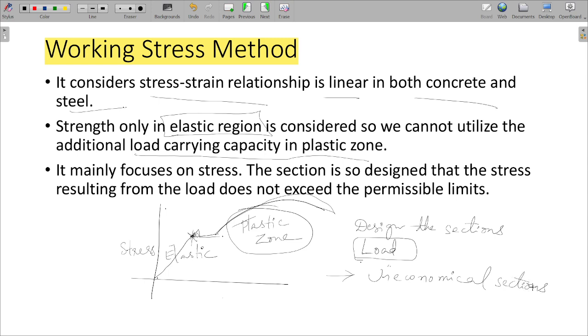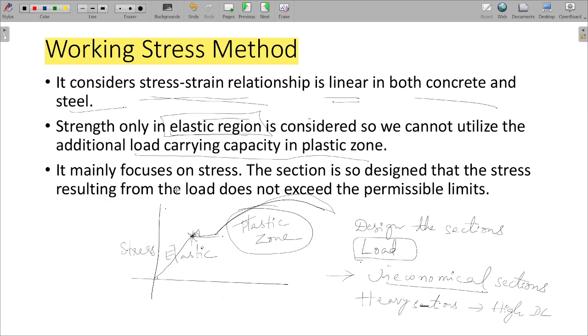And uneconomical sections means heavy sections with high dead load. So these are all disadvantages of using this working stress method. That's why now we are using limit state method. So first thing is, in working stress method, the stress strain relationship is linear in both concrete and steel, and we are considering the strength only in the elastic region.